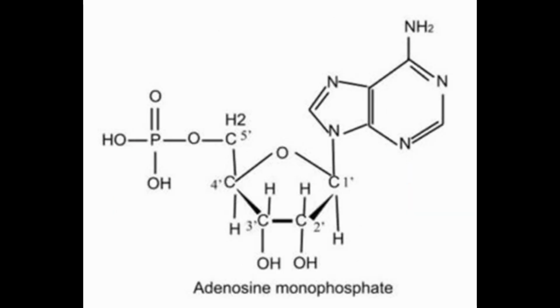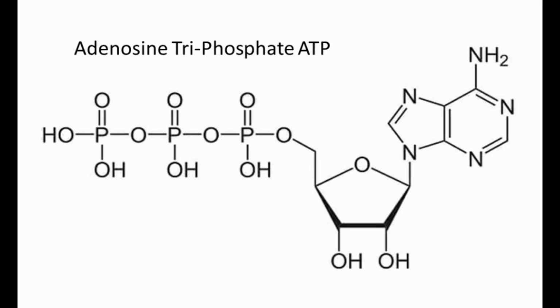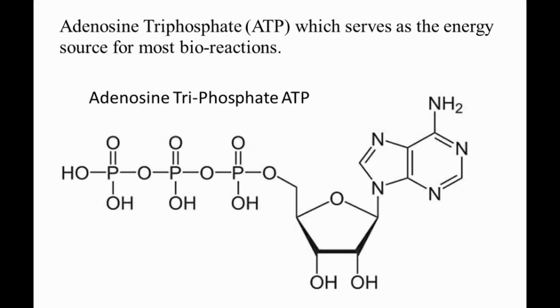A nucleotide could also be called a nucleoside monophosphate, such as adenosine monophosphate AMP. With two phosphates added, a nucleoside becomes a nucleoside diphosphate, such as adenosine diphosphate ADP. A nucleoside with 3 phosphates is a nucleoside triphosphate. We should all be familiar with the high-energy adenosine triphosphate ATP, which serves as the energy source for most bioreactions.